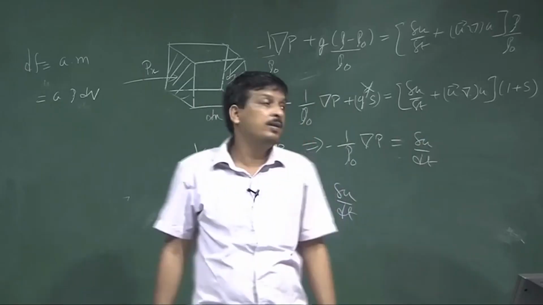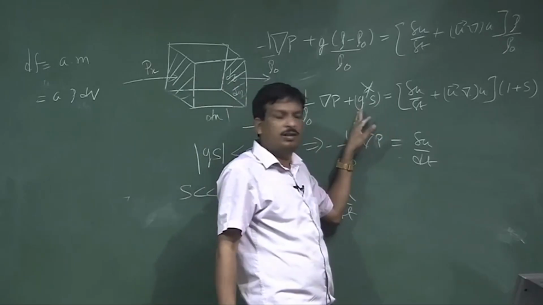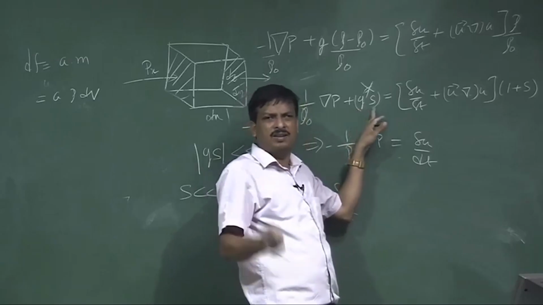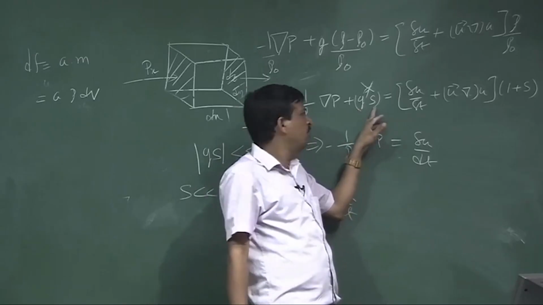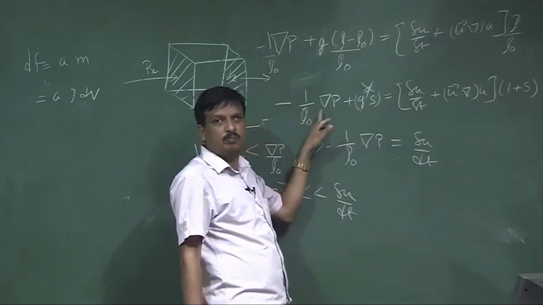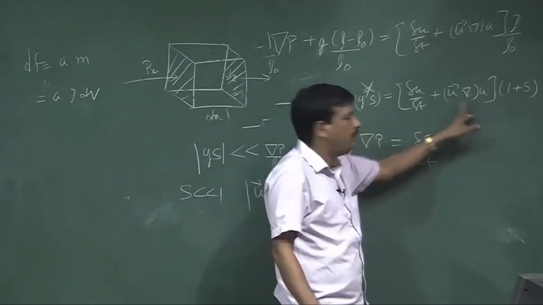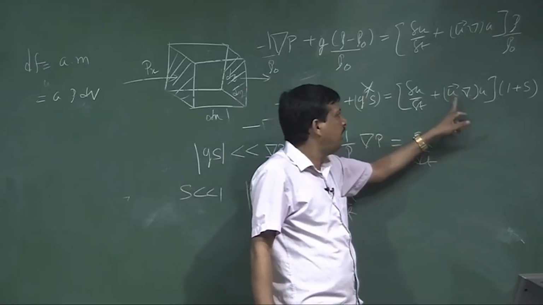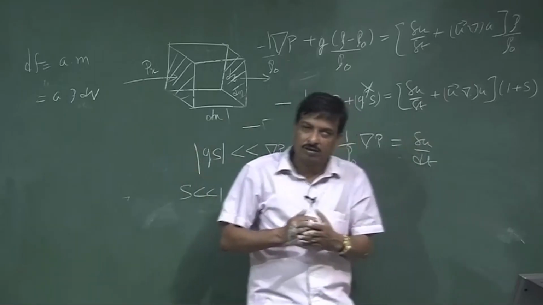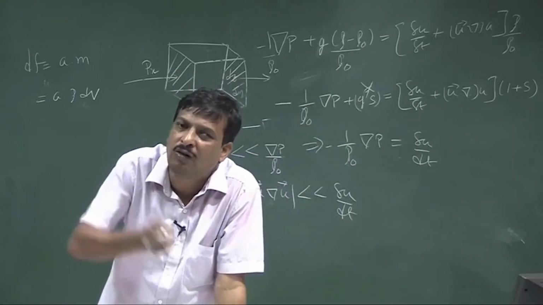Why do I consider that? See, what is G into S? Condensation multiplied by the gravitational acceleration. Now, if S is very small, less than 1, this term is very small compared to the change of pressure with position divided by ρ0. And what is this other term? This term is the divergence of particle velocity, meaning the rate of change of particle velocity in all three directions.